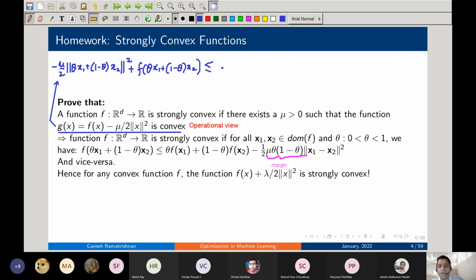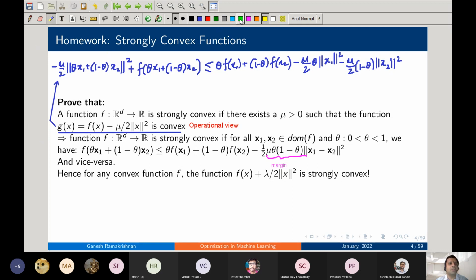This is less than or equal to our usual theta f of x1 plus 1 minus theta f of x2. But now on the right hand side, I'll have to also look at the convex combination of the function value, which is the norm value. This will give you basically minus mu by 2 theta norm x1 square minus mu by 2 1 minus theta norm x2 square. I'll just highlight these terms in different colors so that I can expand upon them below.